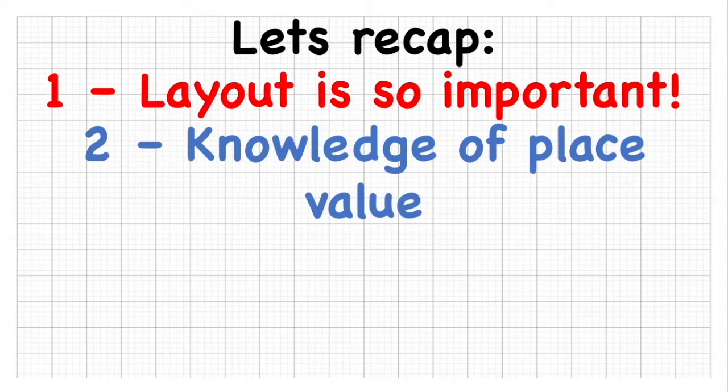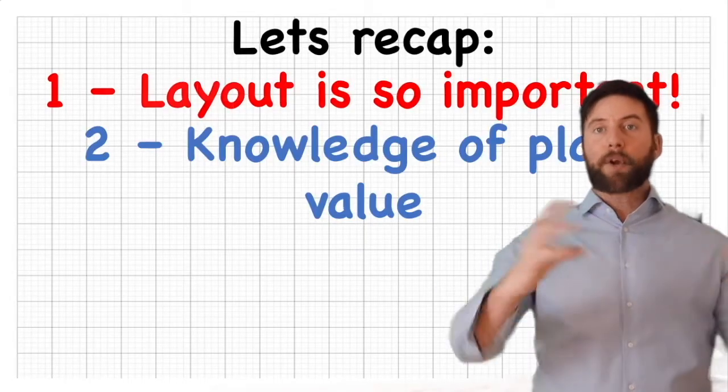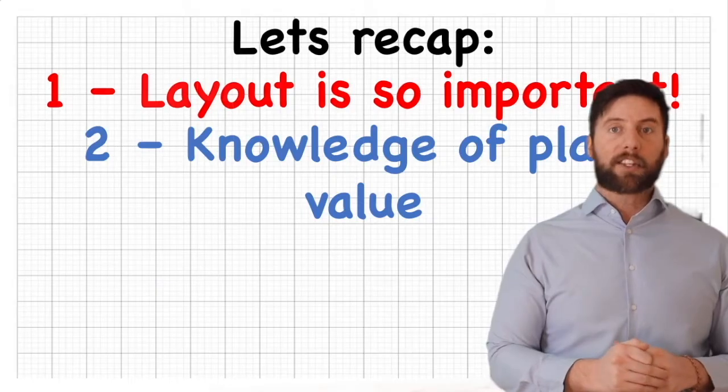The second thing to understand is knowledge of partitioning and knowledge of place value. Understanding that when we're timesing 32 by 25, we can break it down into smaller chunks and understand what chunks we are actually multiplying at the time.